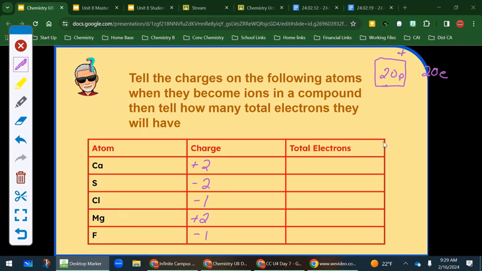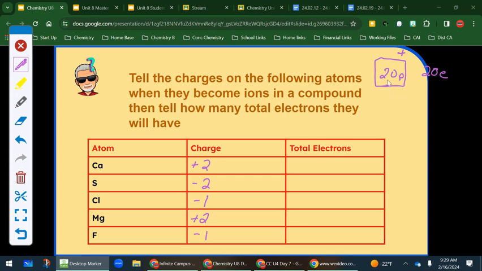Now, you cannot gain or lose protons. Why? What would that do to the atom if you gained or lost protons? It would change what atom it is. We don't do that unless we're talking about nuclear reactions, which we will later. So the only way an atom can become charged is by gaining or losing electrons.